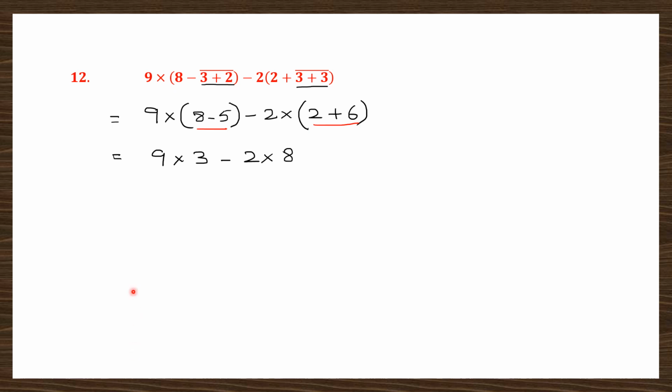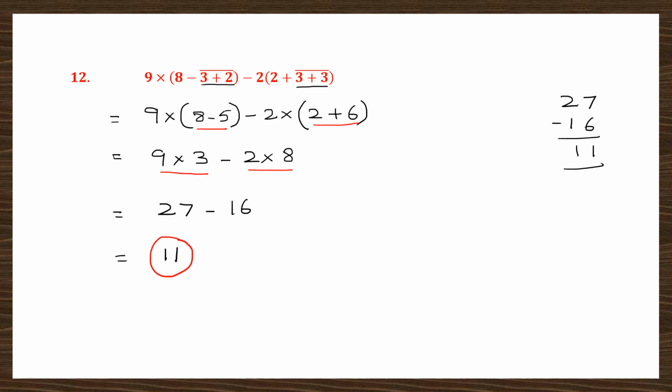Again, here we have to follow the rules of BODMAS because here we have a multiplication, subtraction and multiplication. According to BODMAS, multiplication has to be done first. So we have to multiply this and this. 9 threes are 27 minus 2 eights are 16. So we can subtract that, 27 minus 16. Let's do that subtraction. 7 minus 6 is 1 and 2 minus 1 is 1. So 27 minus 16 is 11. Our answer here is 11. Question 12, the answer is 11.